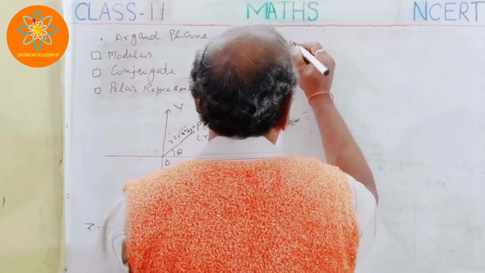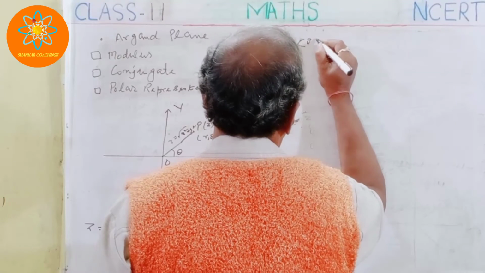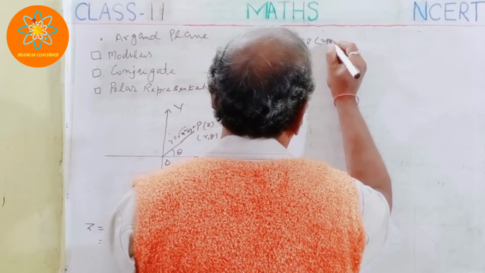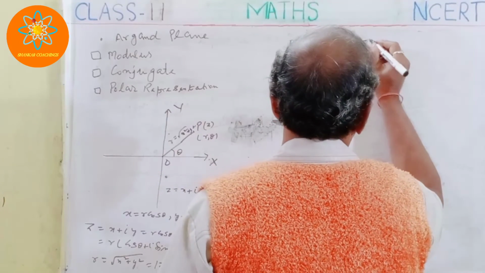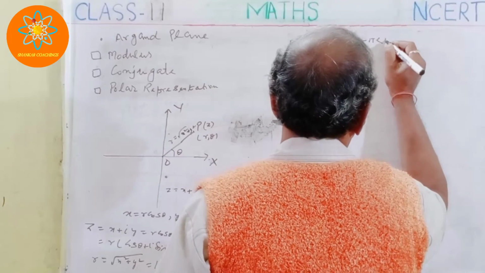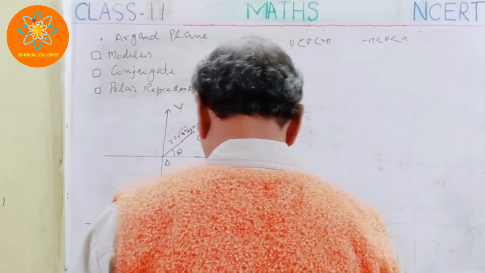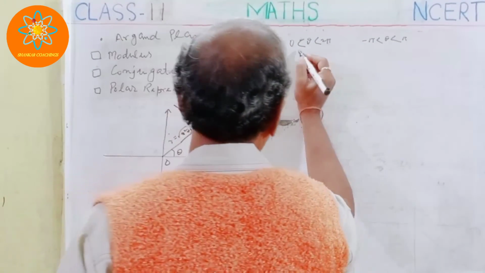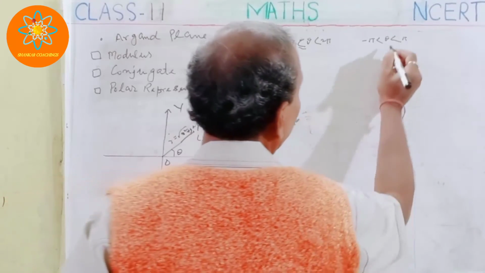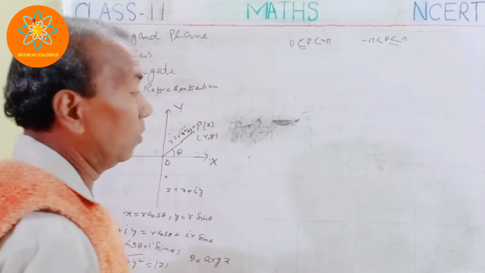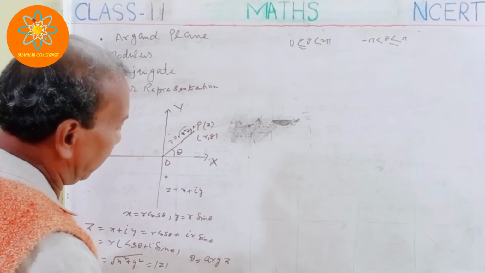One is where theta is between 0 and 2 pi, and another one is minus pi to pi. So how to find this one? Let's suppose this is equal to 0 and here this is equal to 0. So theta is what? Argument of z.